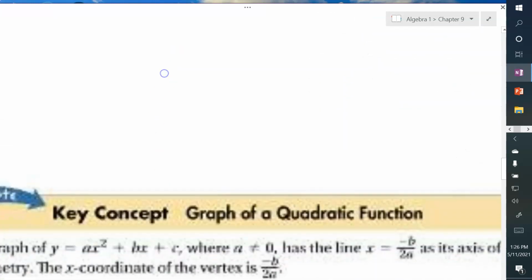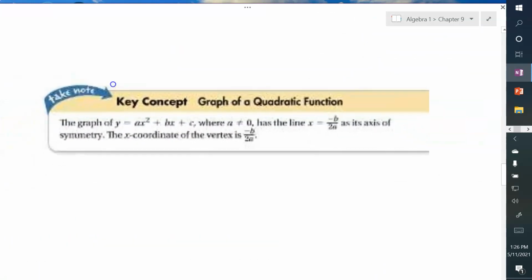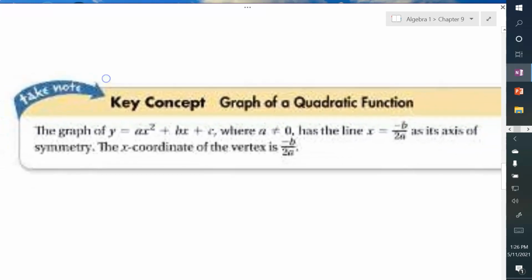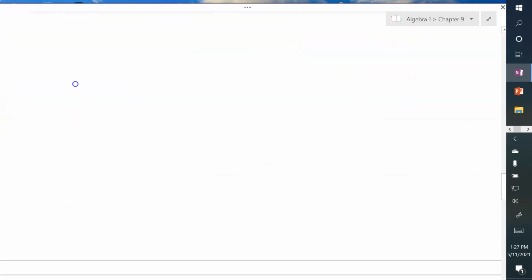So here's our key concept. If you have ax squared plus bx plus c, and you're going to use these coefficients for a, b, and c, you can calculate the location of the axis of symmetry by using x equals negative b over 2a. The other thing is your vertex is going to be on that axis of symmetry. And the only way that happens is if the x-coordinate of the vertex is negative b over 2a.